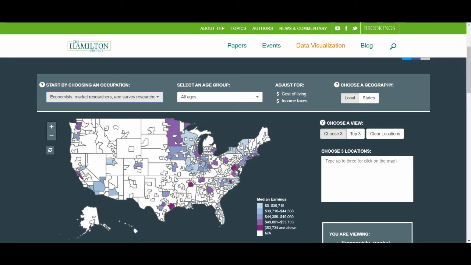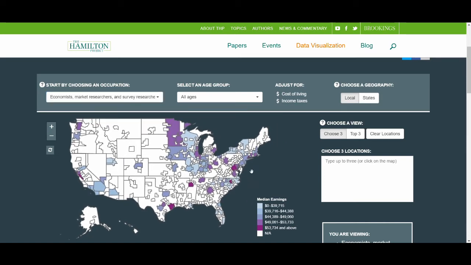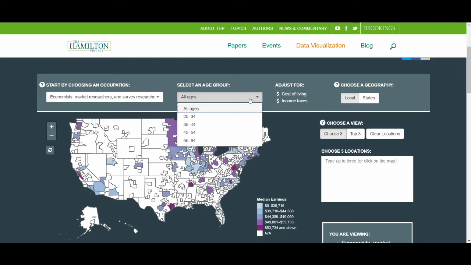But I also want you to appreciate that in many of these places, the median earnings for economists are above what's being offered just in general for people in that economy or that area, which gives us an idea that your consumption also depends upon your occupation. And finally, you can see that it also depends upon your age.